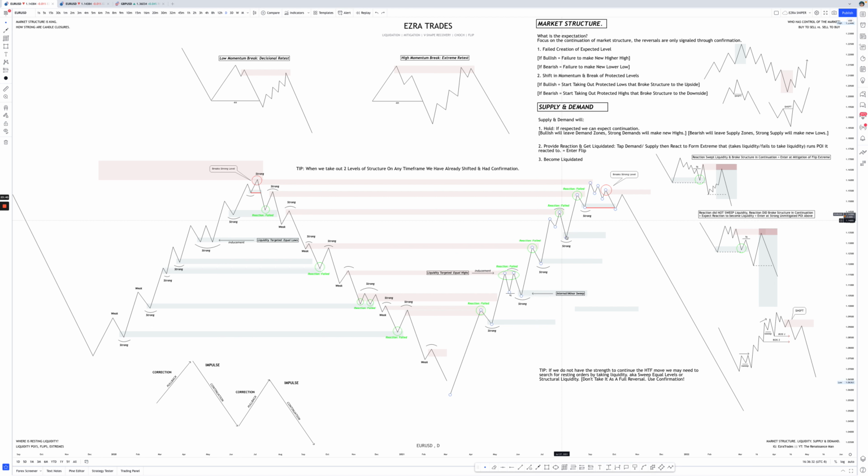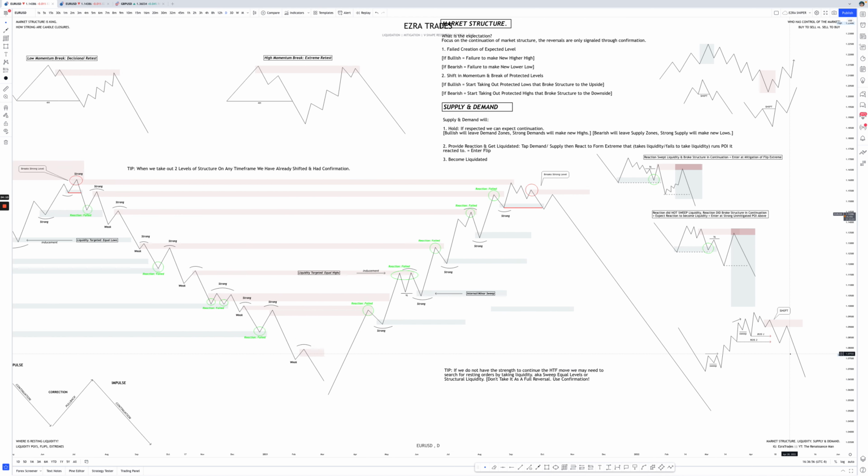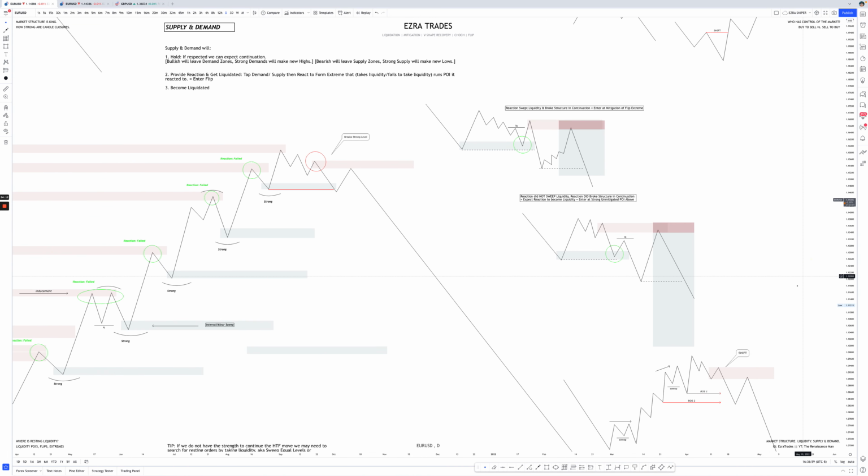In this case, all it did was sweep, tap into demand, and continue the higher time frame intention, right? So what I like to use is when you take out two levels of structural liquidity or structure on any time frame, whatever time frame you're trading, then we have shifted and had confirmation. And I have an example of that. This one right here, if we look to the right, this is what it looks like.